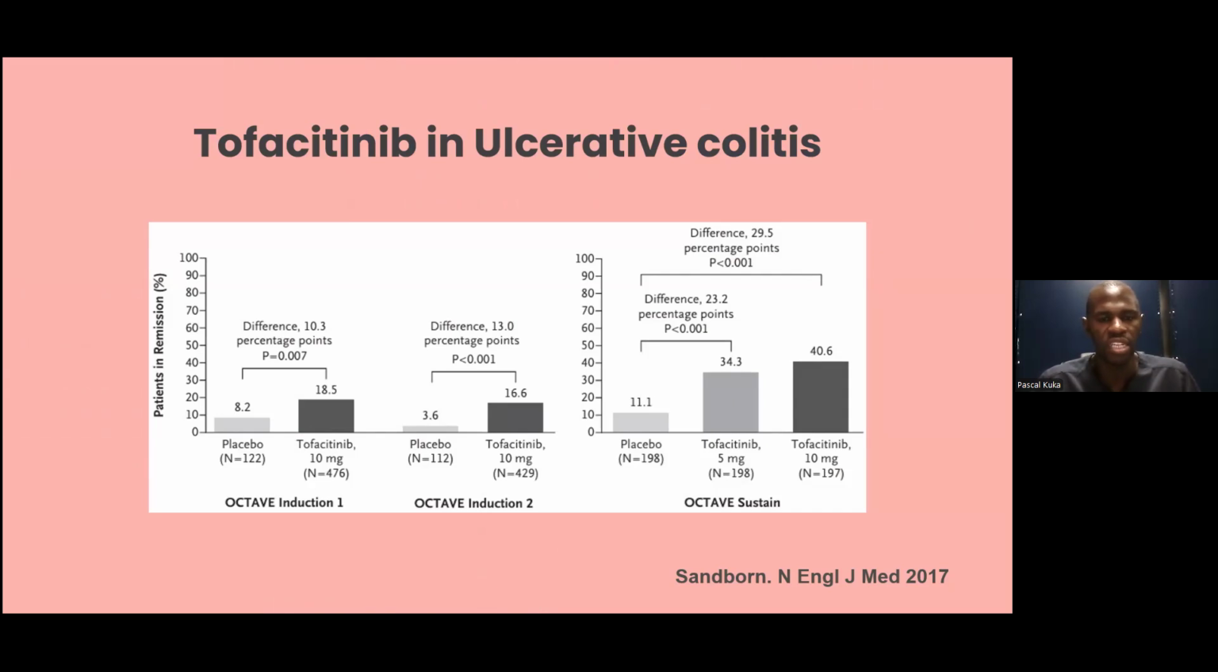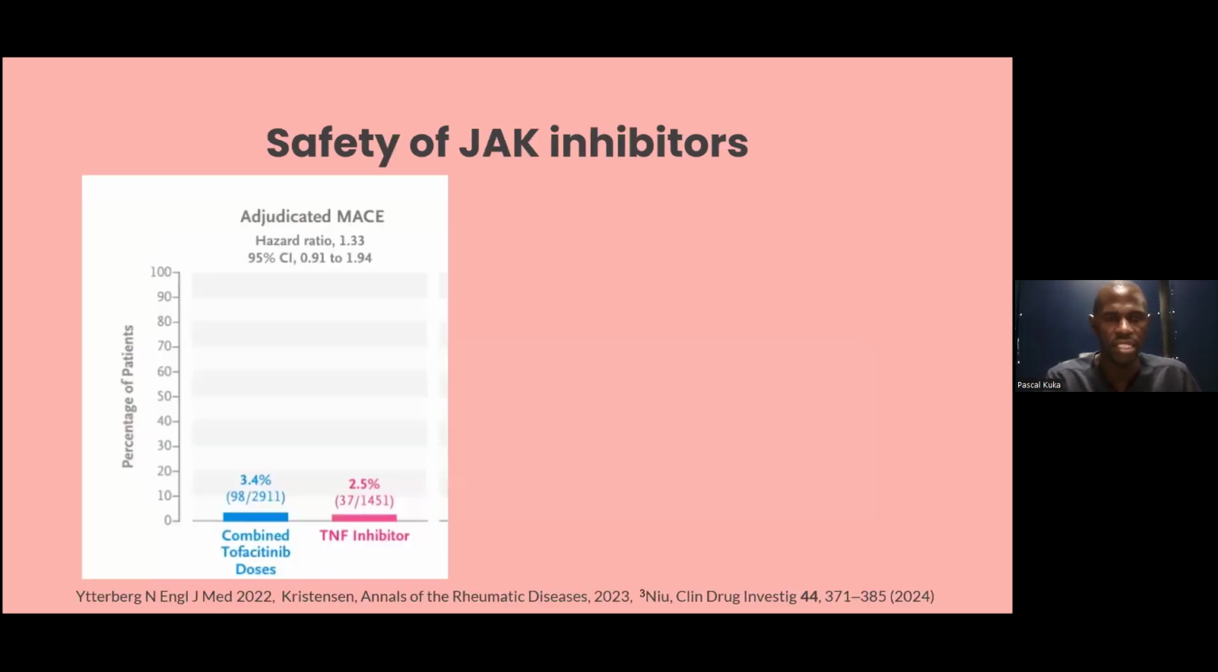The OCTAVE trials established the use of tofacitinib in ulcerative colitis, in the induction and also the sustained phase, being significant in terms of clinical response at 52 weeks. Unfortunately, the use of tofacitinib in Crohn's disease didn't achieve success in terms of the trials, and because of that, tofacitinib is not utilized in Crohn's disease.